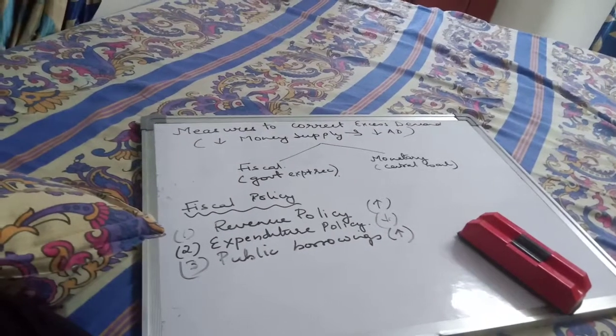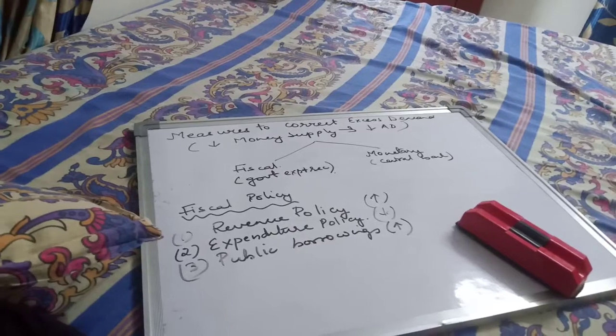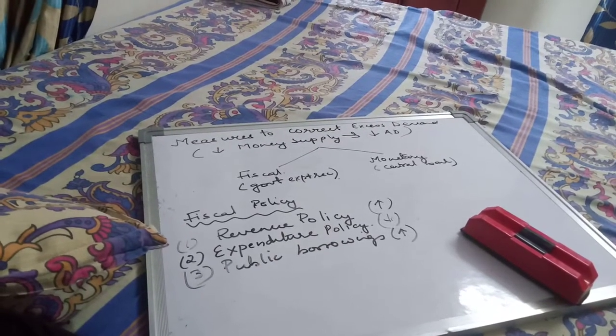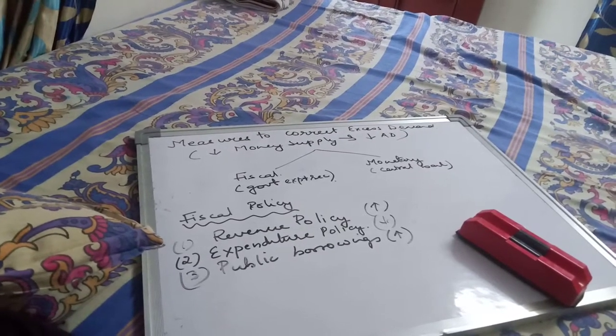So in times of excess demand, the government should resort to large scale public borrowing to reduce money in the hands of the public, and hence the demand for goods and services will fall.